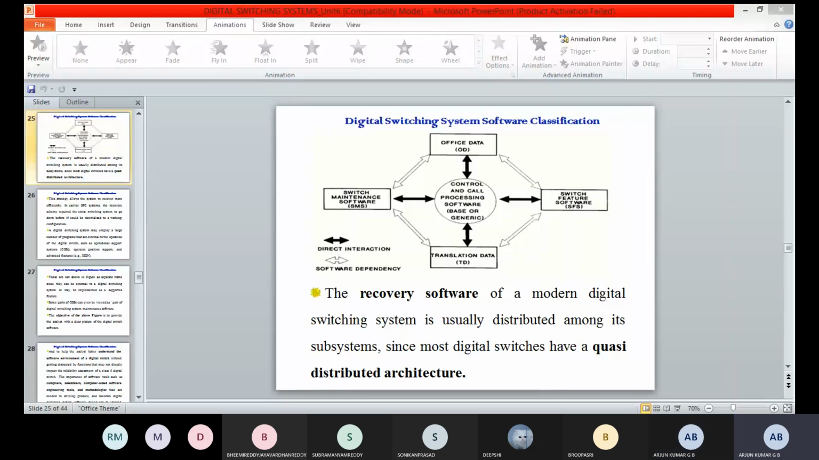And next is the office data. Office data is defined as the system software parameters along with the hardware equipment. Suppose you buy a component for a particular central exchange; the components have some specifications. Those specification details are called office data.